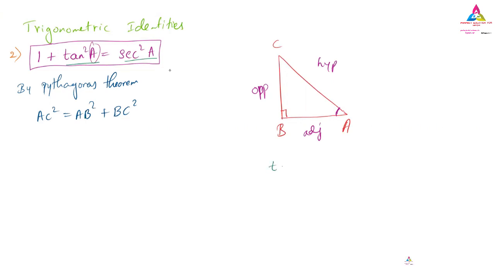So let me take tan A. Tan A is nothing but opposite by adjacent, and secant A. What is secant A? What is the formula to find secant A? It is 1 by cos. 1 by cos means what? Hypotenuse by adjacent. Yes, hypotenuse by adjacent. That is the rule we have to apply here.